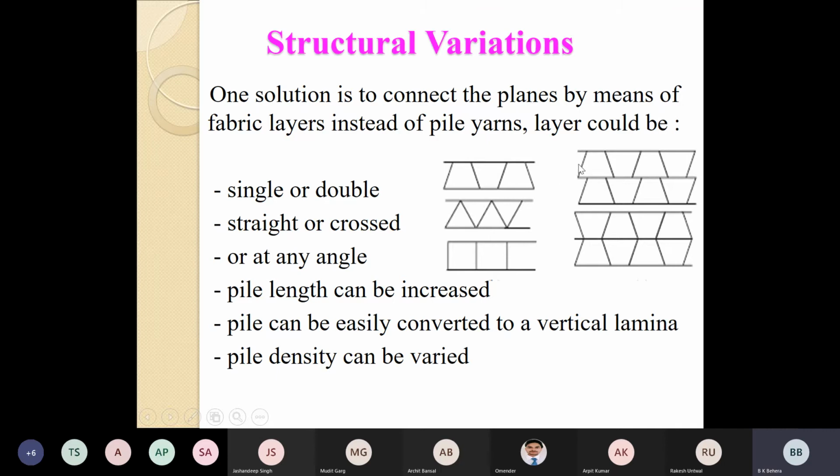Pile length can be increased or decreased. Pile can be easily converted to a vertical or slant. Pile density can be varied. In unit distance, I can have 2 pile, 3 pile, 4 pile, depending on load bearing capacity. And there are others, I have not actually added. What others are? Just have a look.